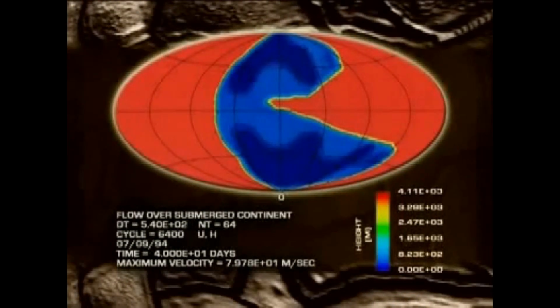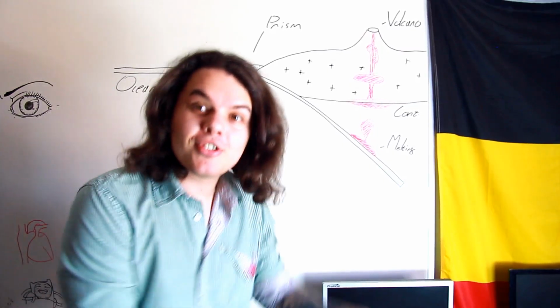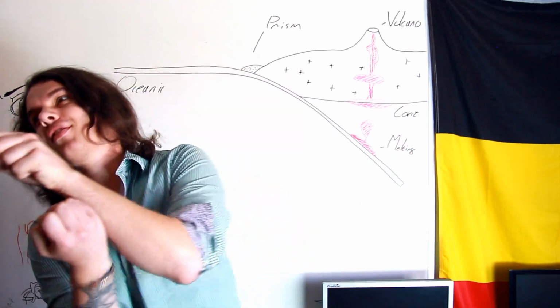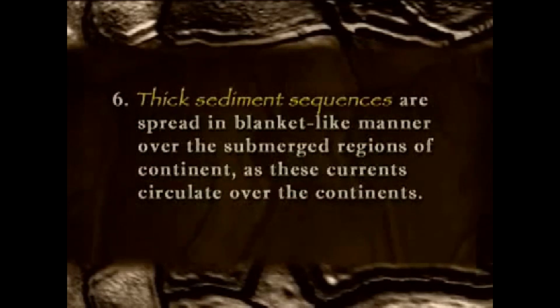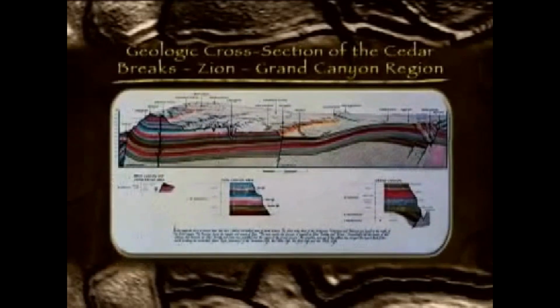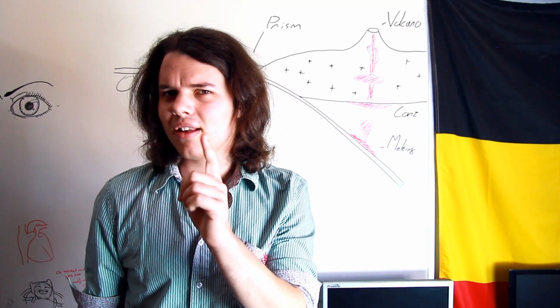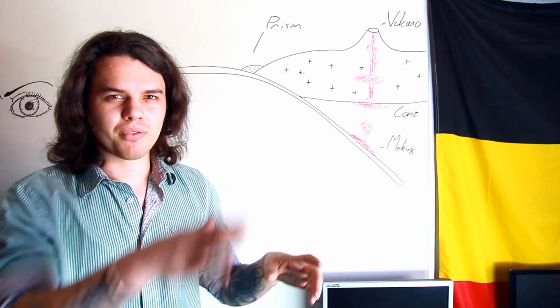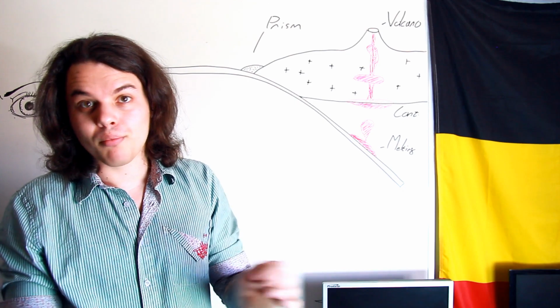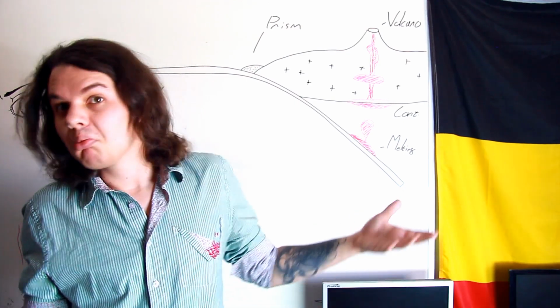A chance discovery I made that these high velocity currents arise spontaneously. Put garbage in a simulation, get garbage out of the simulation. That's it. So thick sediment sequences are spread out in blanket-like manner over the emerged regions of continent to produce this layer cake pattern of sediments over the continents. Yeah, you passed that little thing very quickly, John. Is it because it has an actual deposition system with faulting and folding, and the fact that it's completely incompatible with your model? Just saying.